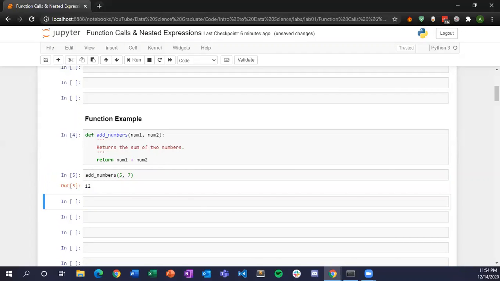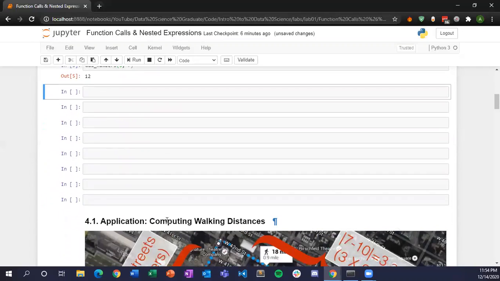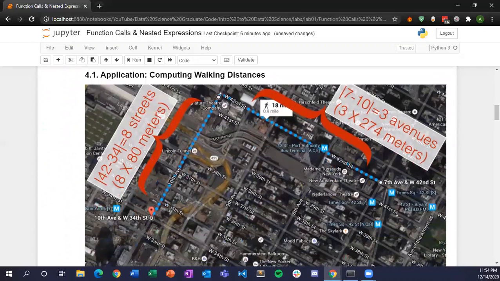So let's work on a real-life application where we compute walking distances. In this example, David is on the corner of 7th Avenue and 42nd Street in Midtown Manhattan, and he wants to know how far he'd have to walk to get to Gramercy School on the corner of 10th Avenue and 34th Street. He can't cut across blocks diagonally since there are buildings in the way. He has to walk along the sidewalks.